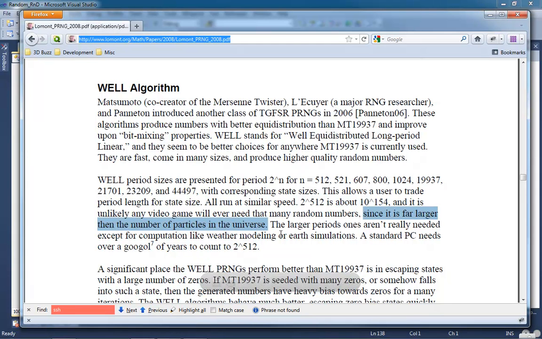But as I showed before when we brought up the calculator way back in the intro, the size of the number, even if we took my computer and broke it down in how many millennia, it was an insane number. They also make the claim that a standard PC takes over a googol of years to count that high. Now, that's just the 512. Could you imagine what this one's like? That would probably give you a lot of numbers.